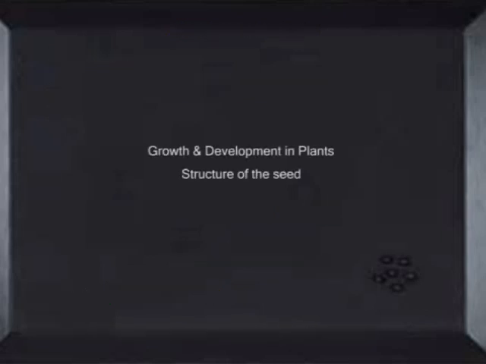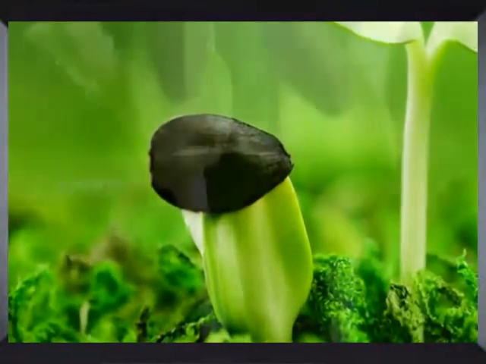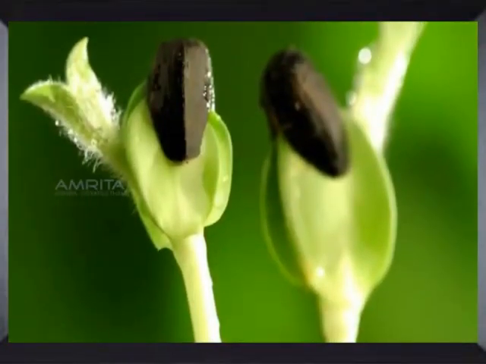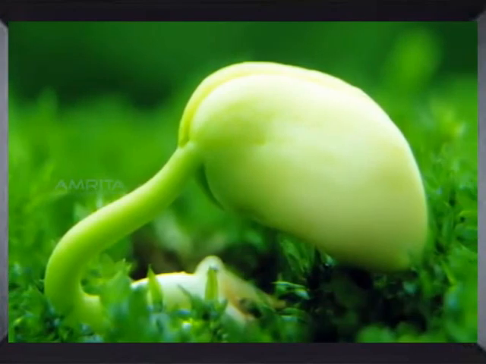Growth and development in plants. The main growth and development phase in plants begins with the germination of the mature seed. Seeds are of two kinds depending on the number of cotyledons or the embryo leaves.